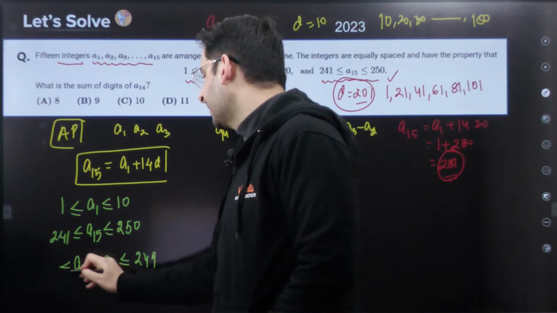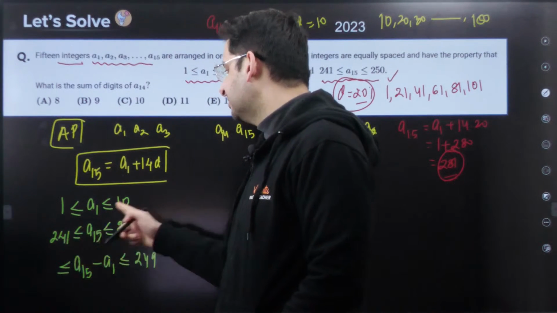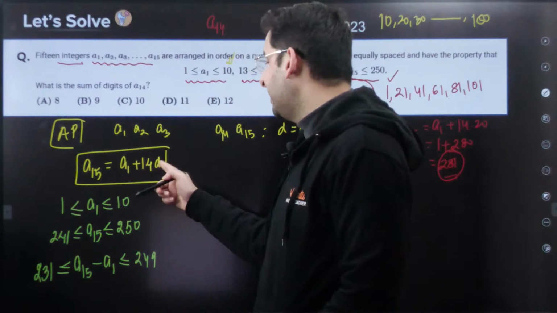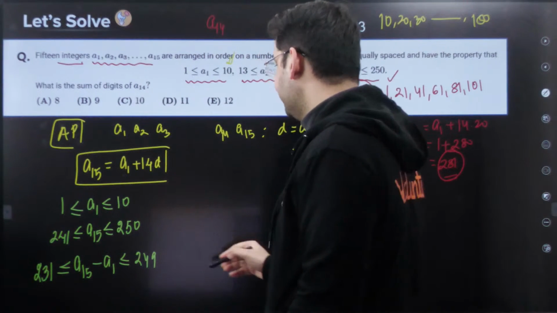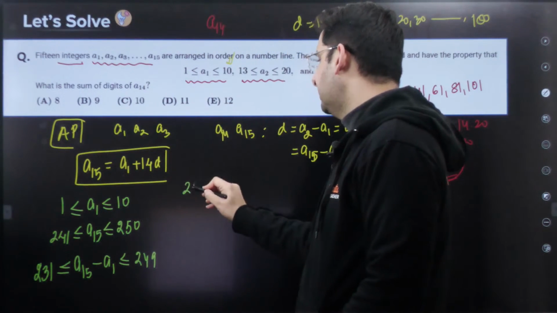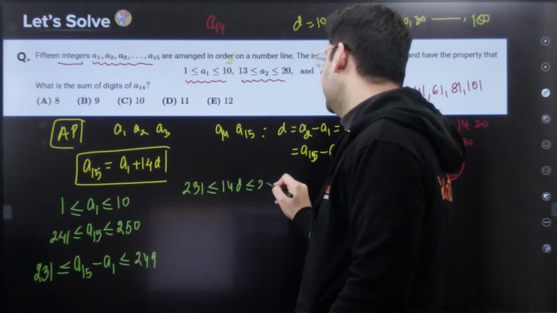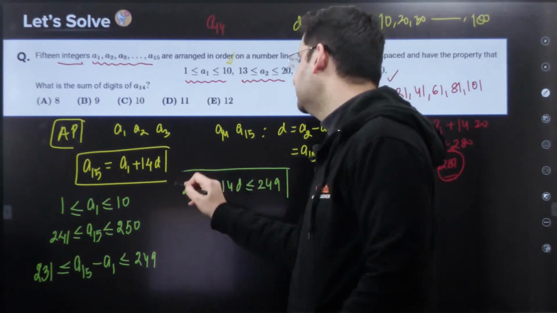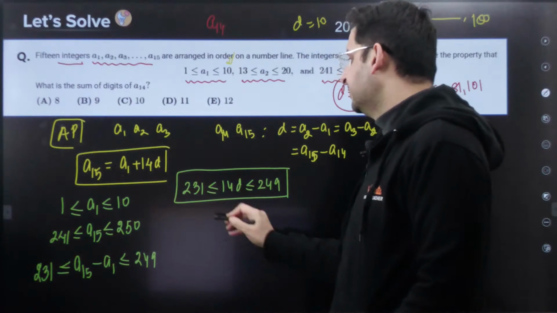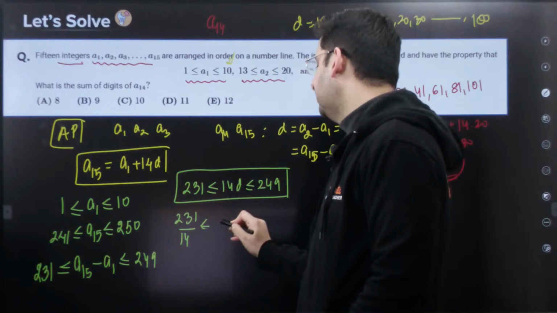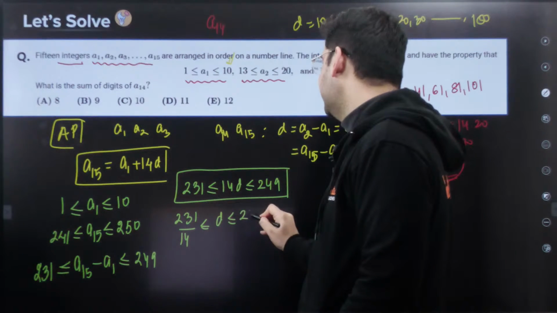And minimum, A15 का minimum is 241, A1 maximum is 10, so 231. And A15 minus A1 is actually 14D. So can I say 231 is less than equal to 14D is less than equal to 249. So we are trying to figure out D first of all. So 231 by 14 is less than equal to D is less than equal to 249 by 14.